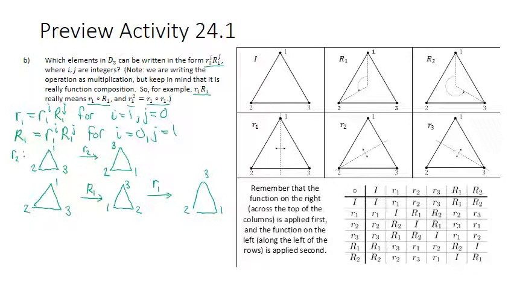Do you guys see that? So that actually ends up with the same result as little r2. So what that tells me is that little r2 equals little r1 times big R1. And remember, the one that's on the right is the one that's applied first. So in this case, it's i equals 1, j equals 1. Okay? Let's try doing another one. I think I'm going to have to erase this slide and do it again. Let's see if we can get some of the others the same way.